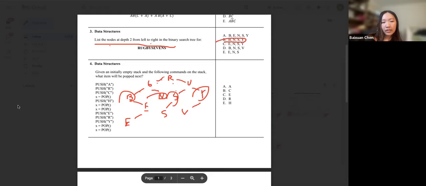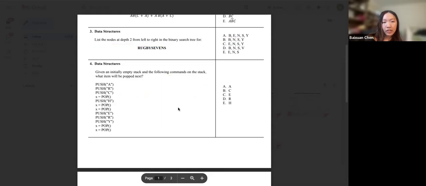Okay, and then next we have data structures again. This time it's an initially empty stack, and we're doing the commands on a stack. So what's a stack? A stack means that it's last in, first out, so it's the opposite of a queue. The ones that are added more towards the end will be the ones that are removed first. So how do we do this? Let's just simulate the stack.